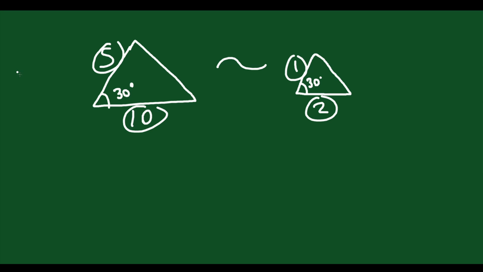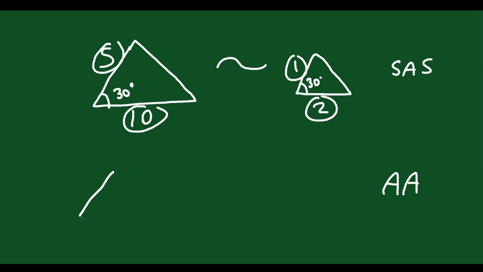And so the method we're using, I guess you could say, to figure out that these are similar is called side, angle, side, because you have a side, an angle, and a side, right? Side, angle, side, right in a row, just like that. Okay? There's another way to confirm, and it's called AA, or angle, angle.